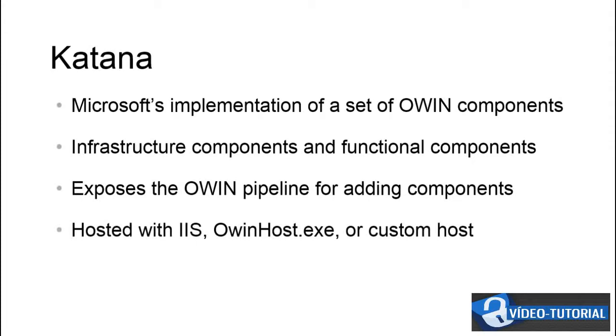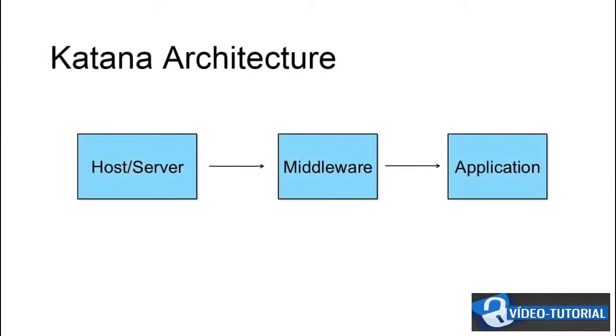Here are the 4 high-level pieces of a project that makes use of Katana. We have a host, which is responsible for managing the main process of the application, and a server, which is responsible for listening for requests and then forwarding them to the OWIN pipeline. If we're just using IIS, then IIS accounts for both of these pieces. Otherwise, it's possible to use 2 separate, replaceable components.